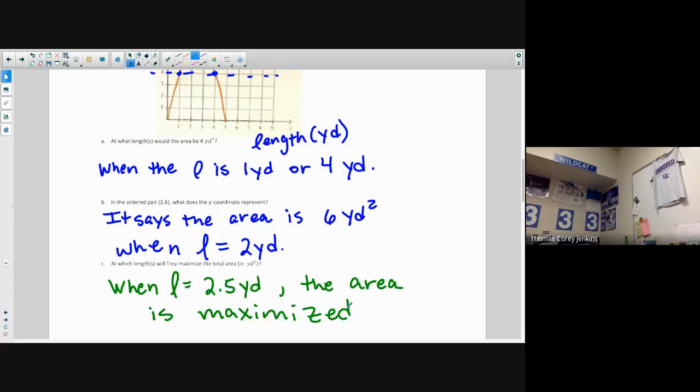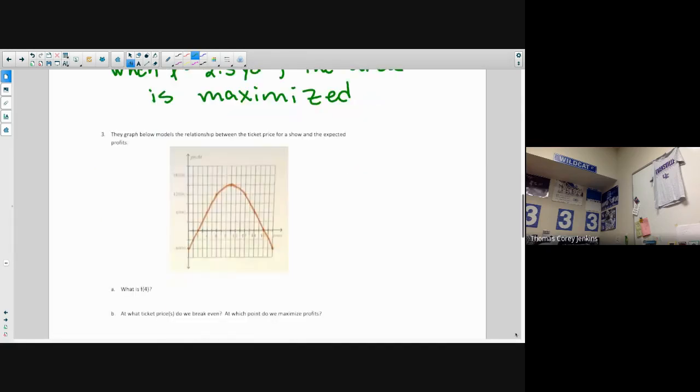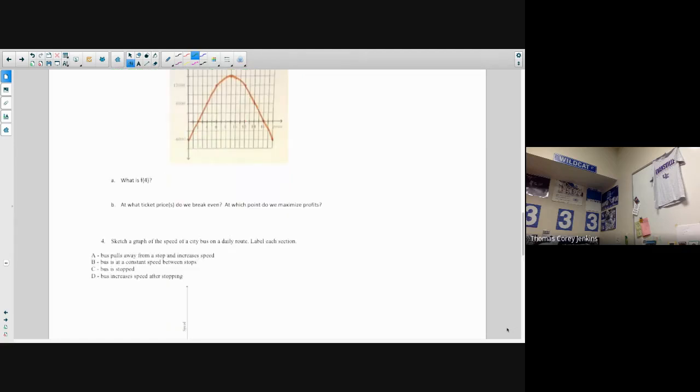And that's always going to be the case. That's when it becomes a square. So that's when it'd be 2.5 by 2.5. And a square is always where you maximize your area if we're talking about rectangular stuff. I don't want this video to be terribly long, so I'm going to skip 3, but it will be on the filled out notes. I suggest you look over that.